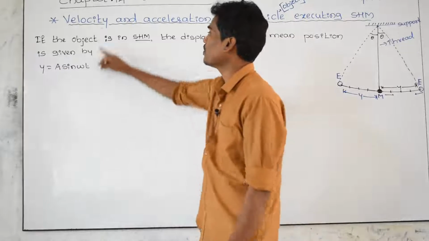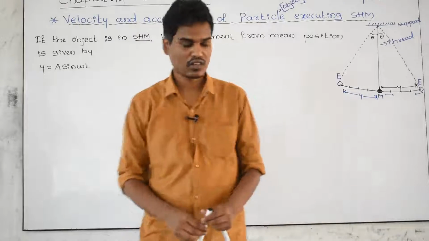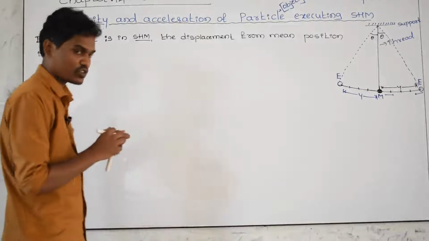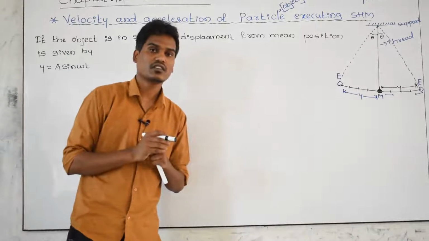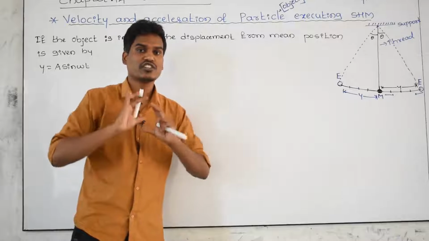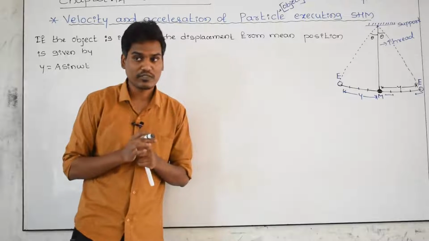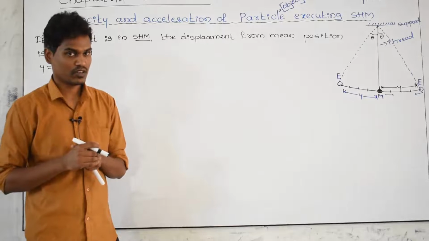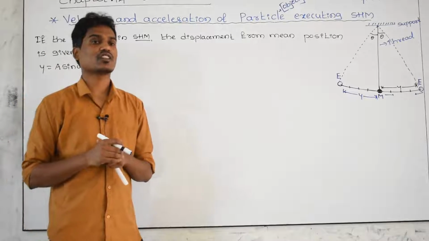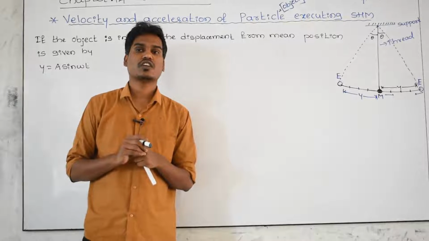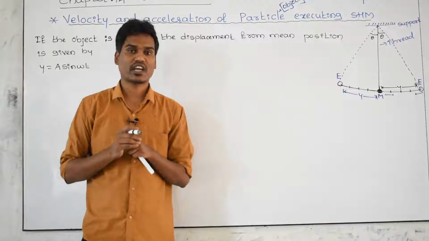Now I want the velocity of the object. Let us take what is velocity. In order to find out velocity, mathematically we have to differentiate the displacement. Differentiation function has to be used. Differentiation is nothing but a mathematical process to find out how much the quantity is changing with respect to time.